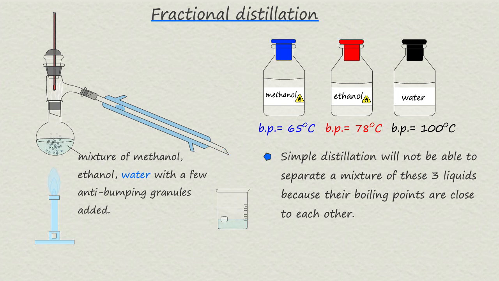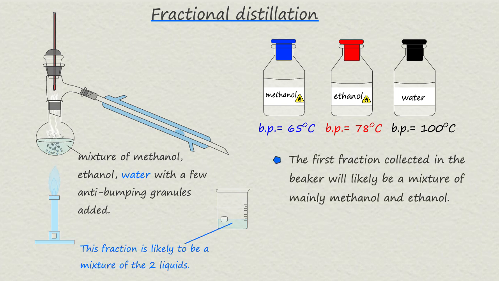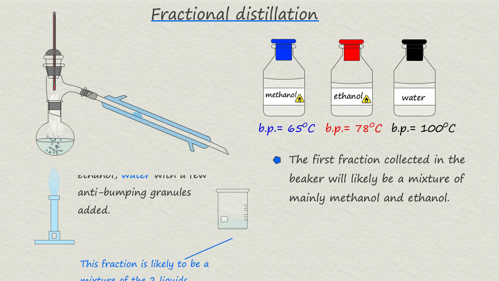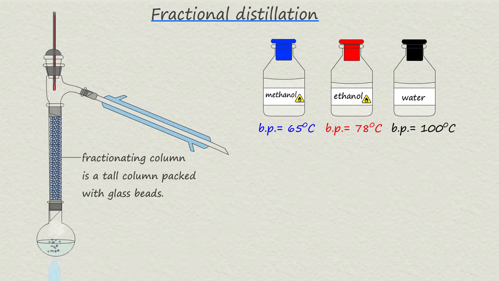If this mixture of three liquids is placed in the round bottom flask and heated, then the first fraction to evaporate off will likely be a mixture of methanol and ethanol, since the two liquids have boiling points which are close together. However, we can improve our distillation apparatus to enable us to separate the mixture of three liquids by simply adding a tall fractionating column. This is simply a tall thin column with a temperature gradient. It will be hot at the bottom, close to the Bunsen burner and heat, and it will get cooler the further up the column you go.